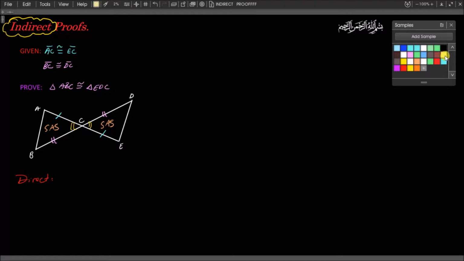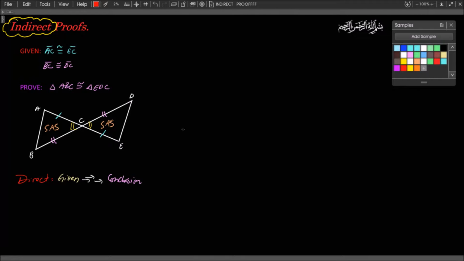In a direct proof, you take the given information and you take it through your logical reasoning using definitions, postulates, axioms, theorems, etc., and come to the desired conclusion. And that's what we did over here. We started with the given information and we brought some of our own insights, and then we proved the triangles to be congruent. Now, indirect proofs are different.